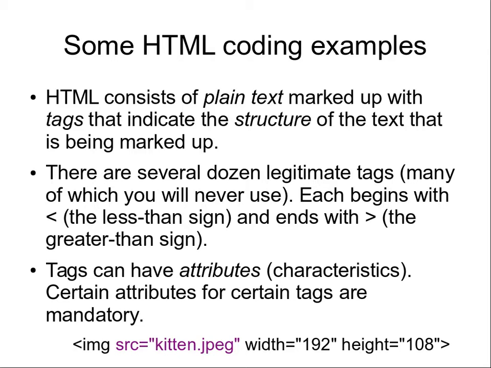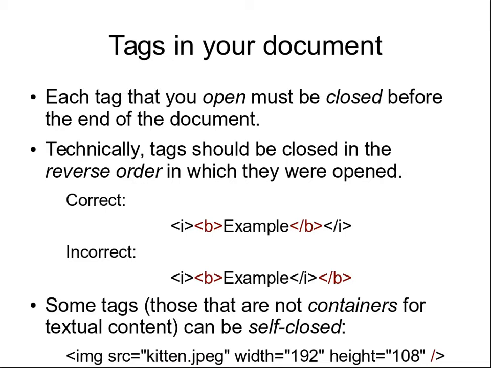Every tag begins with a less than sign and ends with a greater than sign. Some tags can have, oh my God, that's so not displaying right. Some tags can have attributes. And what I'm trying to show you here is a tag that says image src equals kitten.jpg, right? We'll talk about the image tag in just a second. But ideally, and technically, you're mandated to include the width in pixels and the height in pixels of the image in the image tag in order to be formally compliant. And we'll talk about the image tag in a minute.